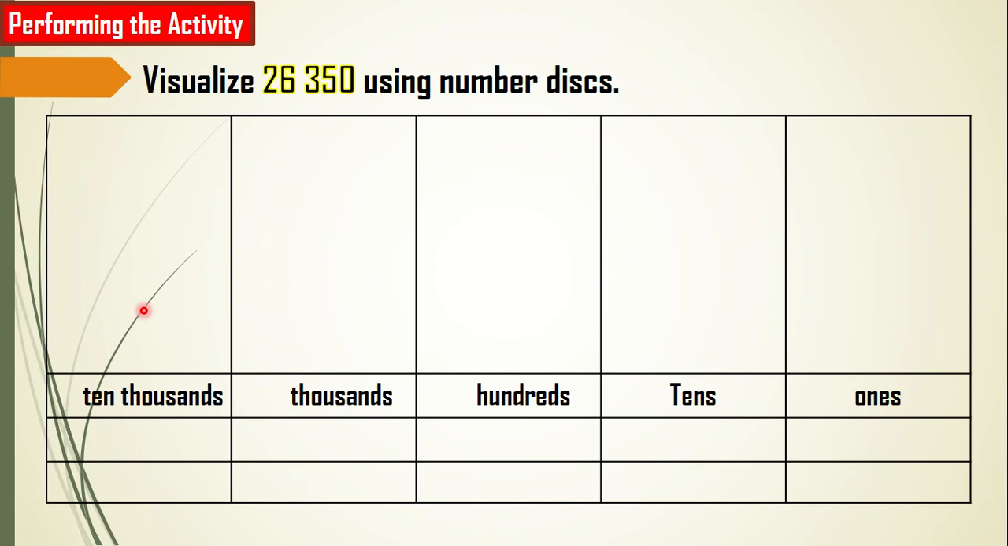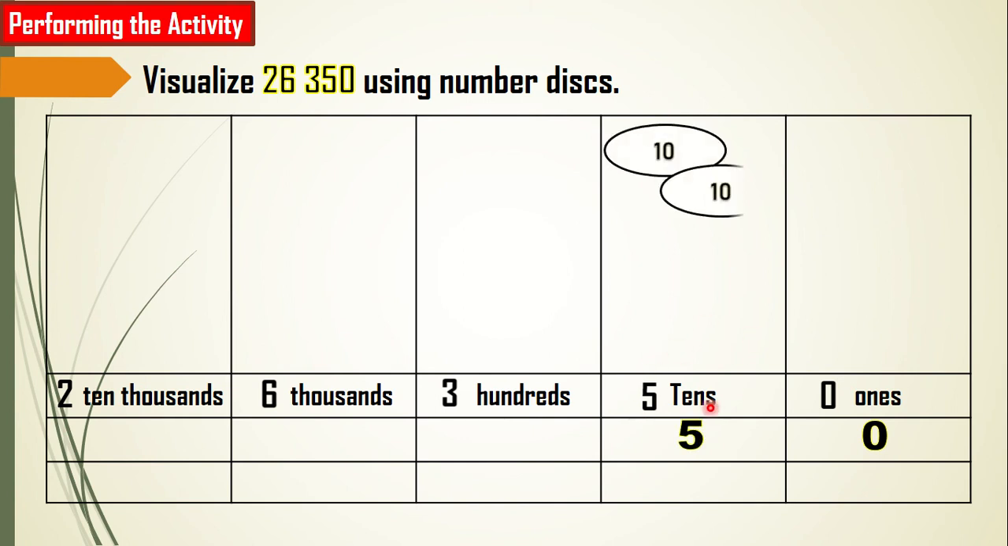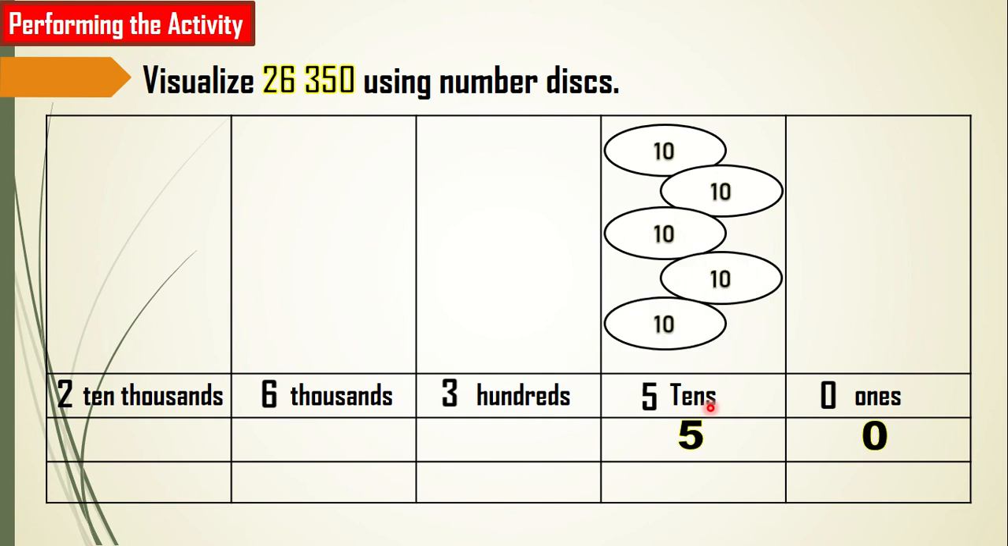Let's now visualize 26,350 using number discs. How many ones do we need for 26,350? We need no ones. How many tens do we need? We need 5 tens. 5 tens is equal to 50.